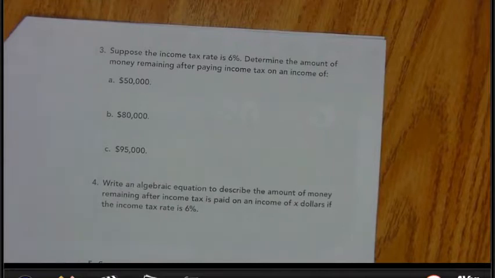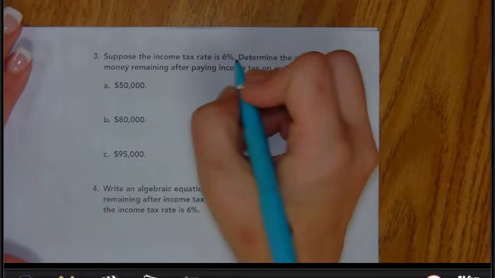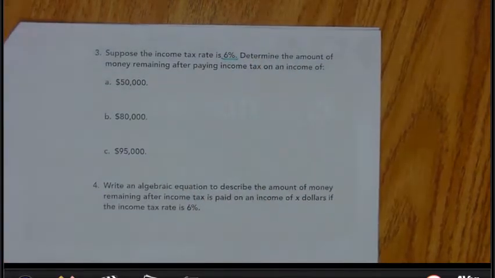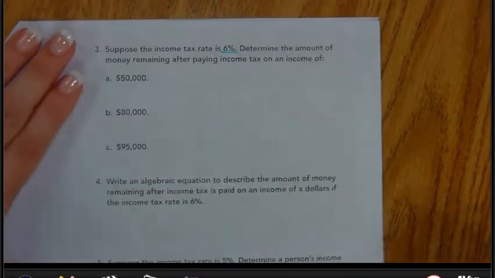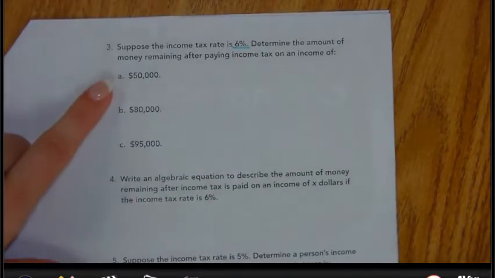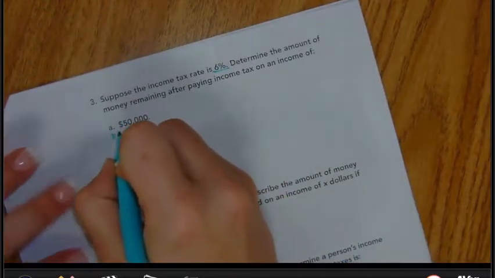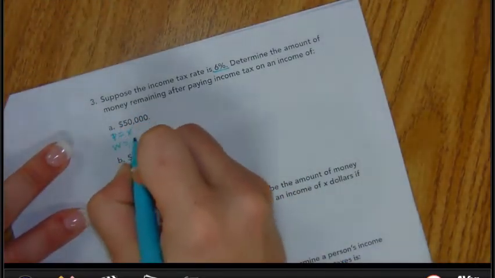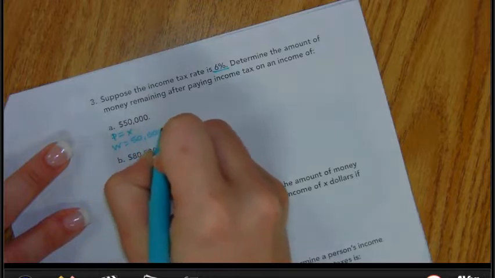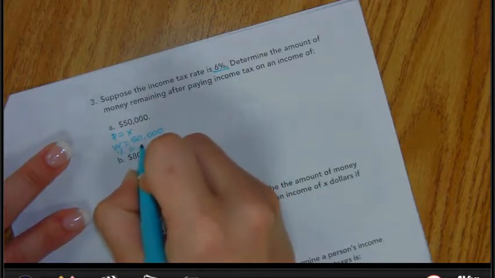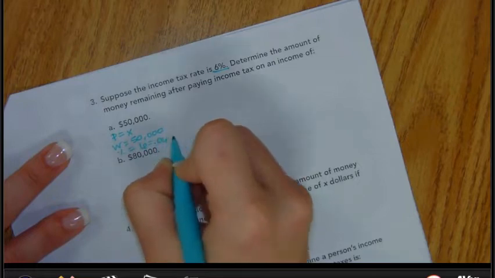All right, number 3. Suppose that your tax income rate is now 6%. Determine the amount of money remaining after paying income tax to an account of 50,000. Okay, so this here is a 2-part question. The first part is I need to know how much in taxes are coming out. So that's what I need to find first. So part is unknown. My total is 50,000 and my percent is 6, which is 0.06 as a decimal.